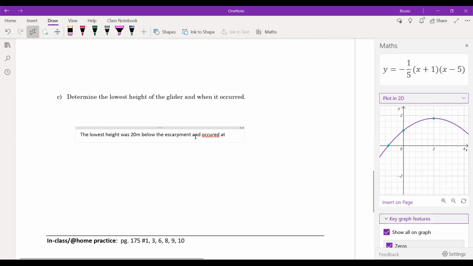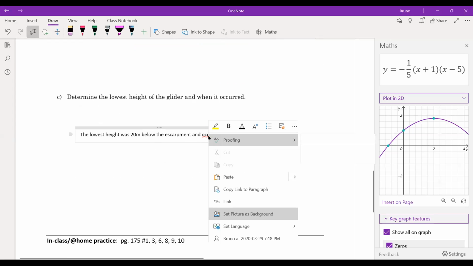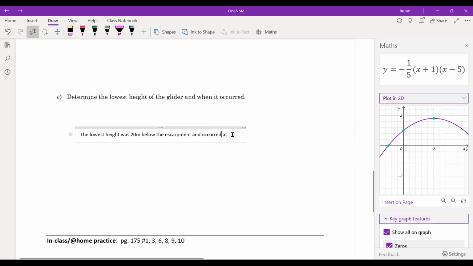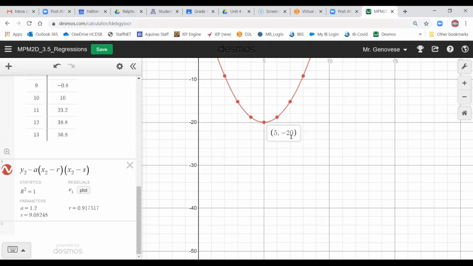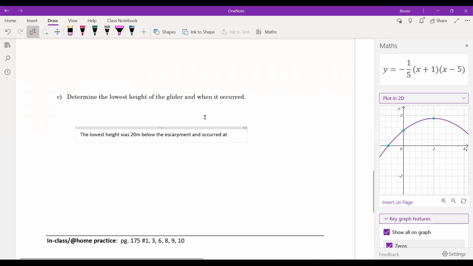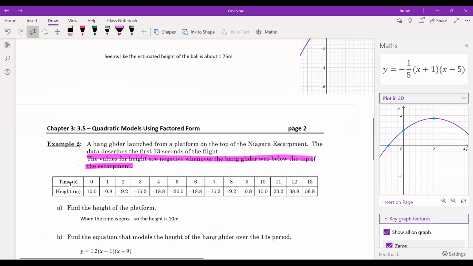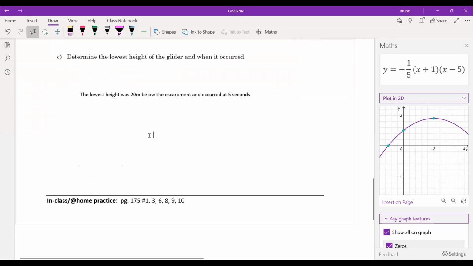And it occurred at, just to verify, we will quickly go back, at 5 seconds. Seconds would be the key units, just to verify. Time is in seconds, height is in meters.